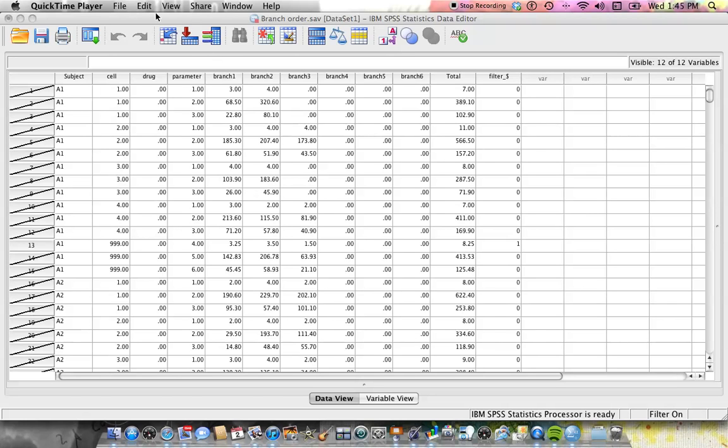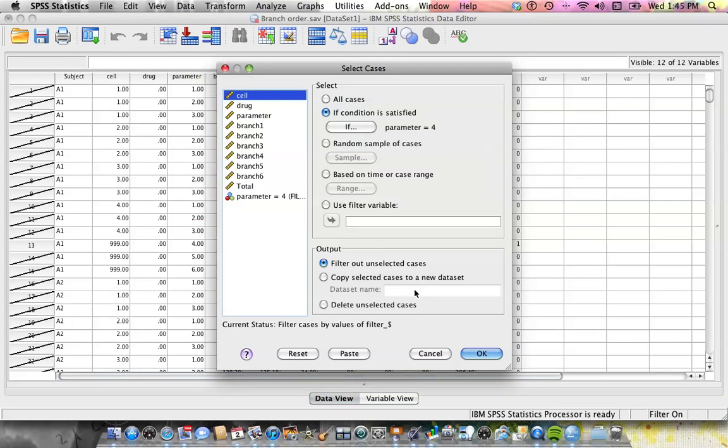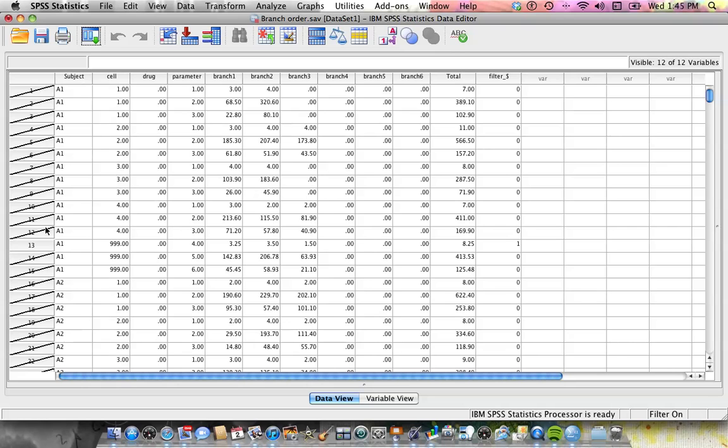So we went to data and did select cases and did if condition is satisfied. So if parameter equals 4, then we want to keep those cases. Otherwise, we don't want them. So that's why all of these are marked out, and we only have parameter 4. So when we're running our data, this is all we're looking at.